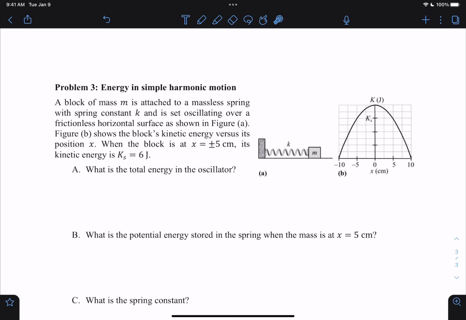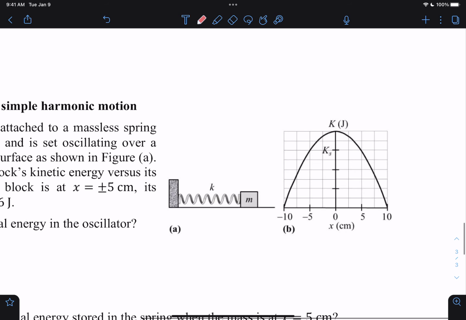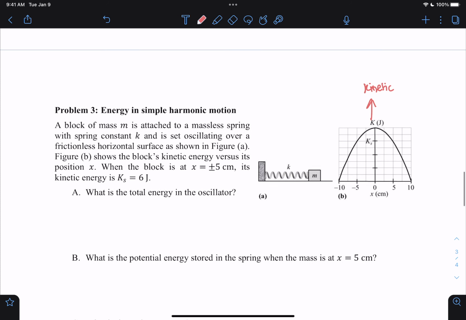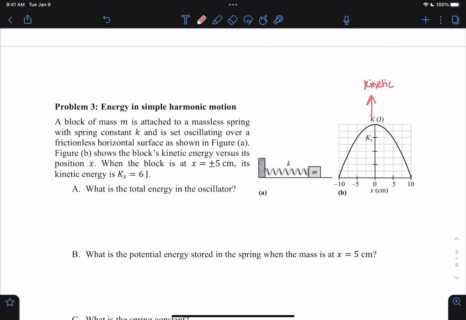Figure B shows the block's kinetic energy, so this is a graph of the kinetic energy. Don't confuse this with spring potential. This is all kinetic here, a graph of the kinetic energy versus the position. When the block is at x equals plus or minus 5 centimeters, the kinetic energy is 6 joules. So part A is asking what is the total energy in the oscillator?